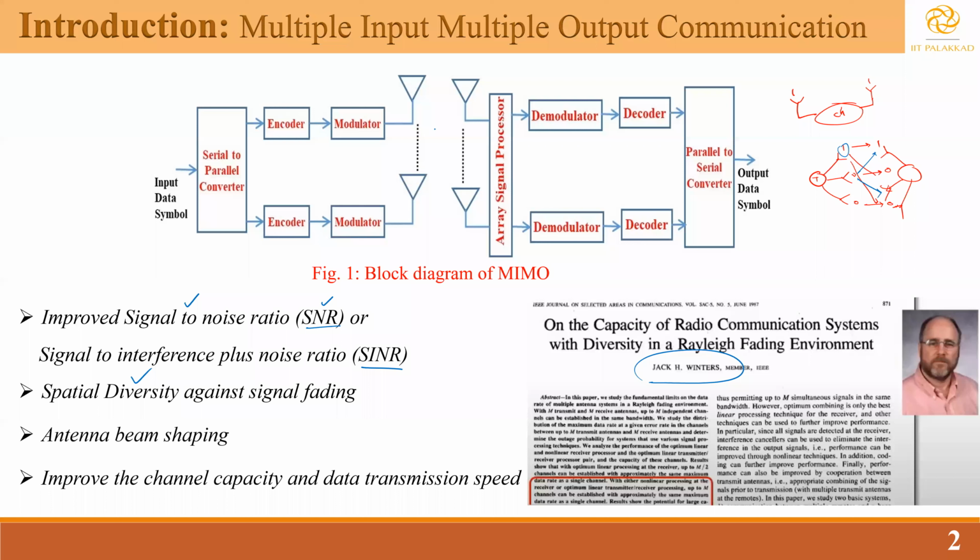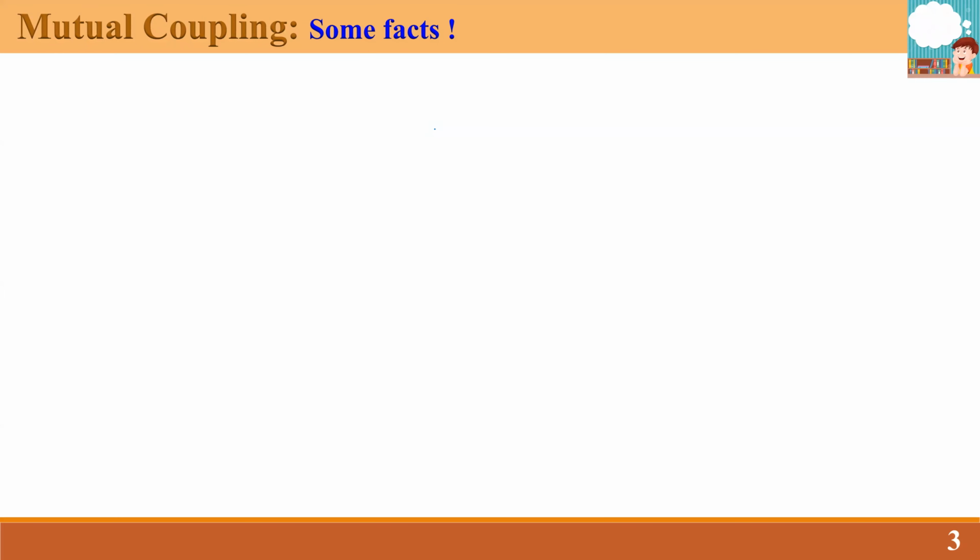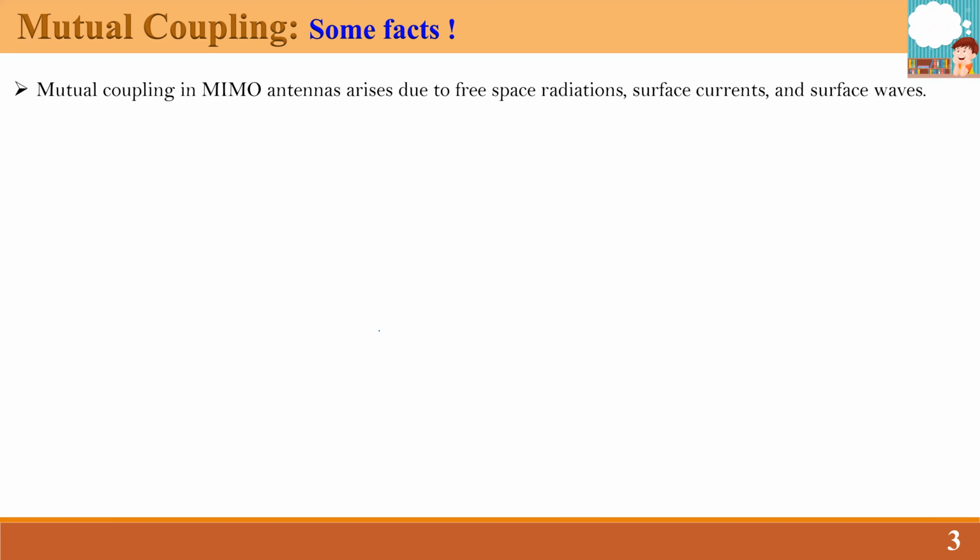Now, coming back to the spacing, or the inter-antenna spacing: if we think about the mutual coupling, or the separation between two antennas, I would like to show you some very interesting facts. The mutual coupling in any MIMO antennas arises due to free space radiation, surface currents, and surface waves. These are the three primary reasons responsible for mutual coupling.